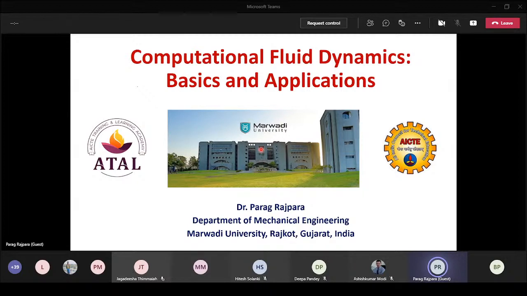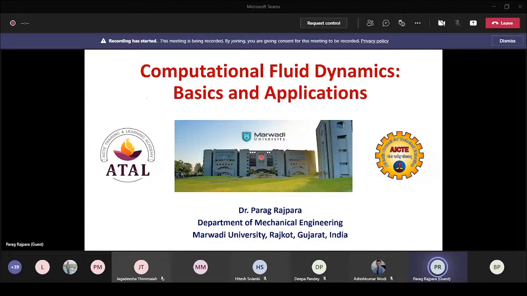Before we start talking about computational fluid dynamics, the first question that should come to our mind is: what is CFD? The second question is why we are doing CFD, or why we need to do CFD. And the third question is when should we do CFD. We will try to find the answers to these questions one by one as we proceed through the session.